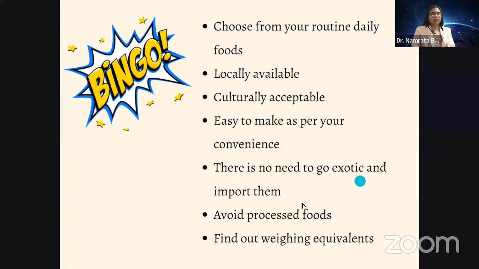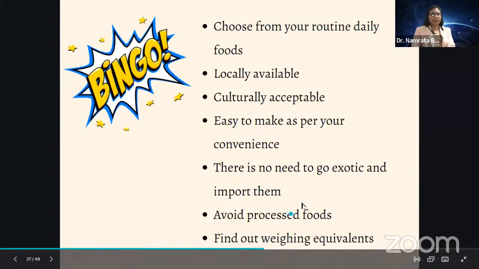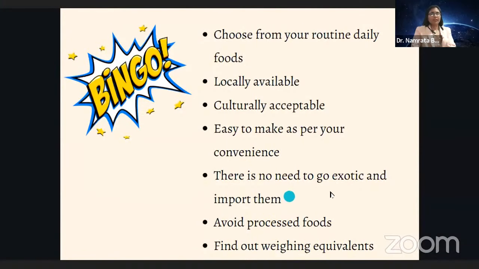No need to go exotic and import like some nice fad, some ये आ रहा है, quinoa आ रहा है. Many people like quinoa. So quinoa is like good quality protein in vegetarian food. But people don't like it. Bloating हो जाता है उससे. There are a lot of carbs in that. So no need to like खाना ही है because it's the food fat. ऐसा नहीं है. अच्छा लगता है खा लो, छोड़ दो.